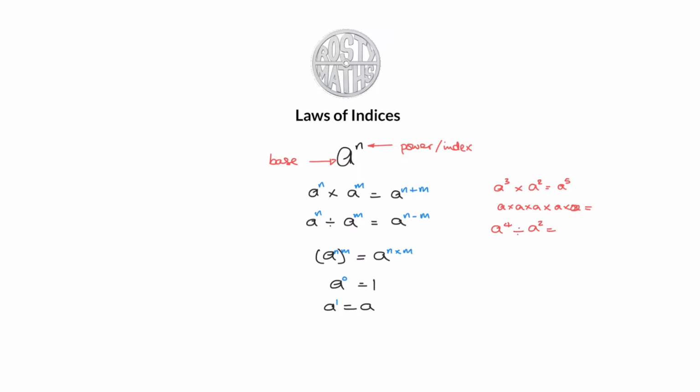Well, what I've got here is 4 a's multiplying like that, and I divided by 2 sets of a's. And then what will happen? 2 of them will cancel out with 2 at the top, and what you're left with is just 2 a's at the top, which is just a squared. So in other words, subtract the power. Hope you get the idea. So that's why we take away the powers here.